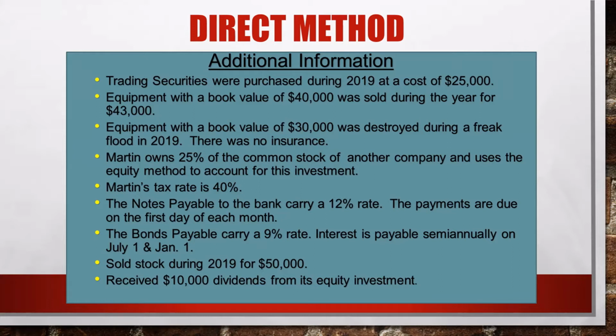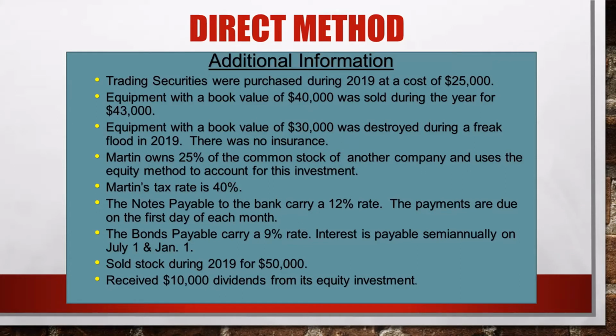Trading securities were purchased during 2019 at the cost of 25,000. Equipment with a book value of 40,000 was sold during the year for 43,000. Equipment with a book value of 30,000 was destroyed during a flood in 2019. There was no insurance. Martin owns 25% of the common stock of another company and uses the equity method to account for this investment. Martin's tax rate is 40%.